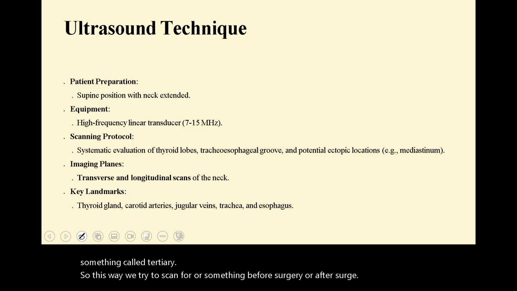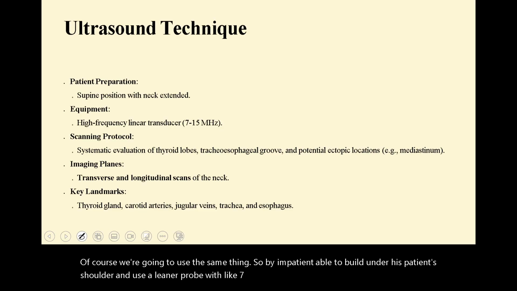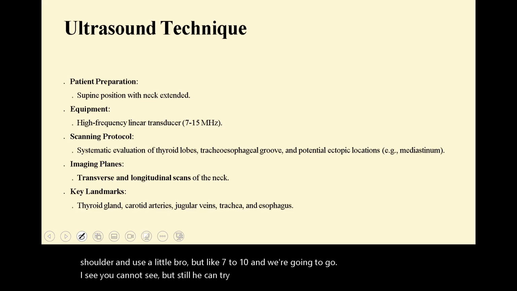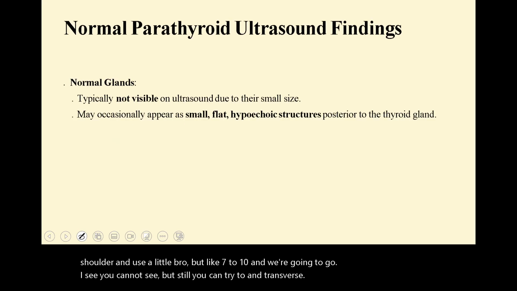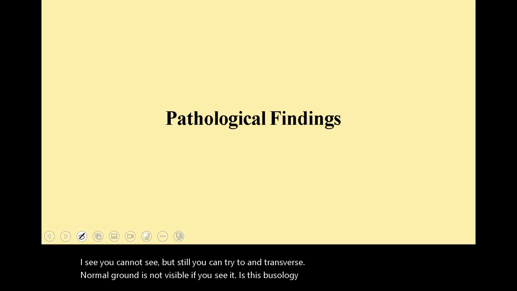Of course, we're going to use the same technique. So for the patient, you put a pillow under the patient's shoulder, and you use the linear probe at like 7 to 10 MHz. You cannot see it, but still you can try to go longitudinal and transverse. A normal gland is not visible. If you see it, it means there is pathology. So normally you don't see it.